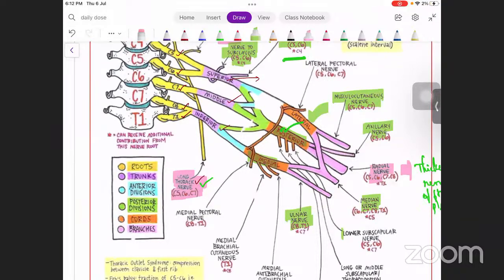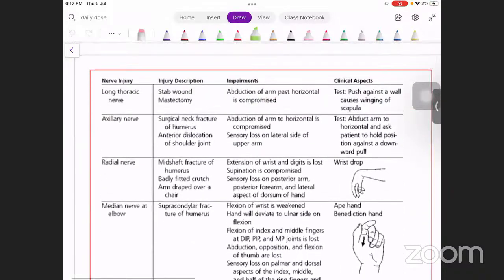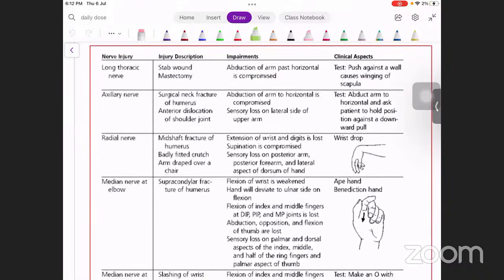Then you have the long thoracic nerve of Bell, which is your C5, C6, C7, and then you have your ulnar nerve, which is your C8 and T1, sometimes C7, C8, and T1. So these are the important nerves of your brachial plexus. Apart from that, you have to know the important deformity on each of these nerve injuries.